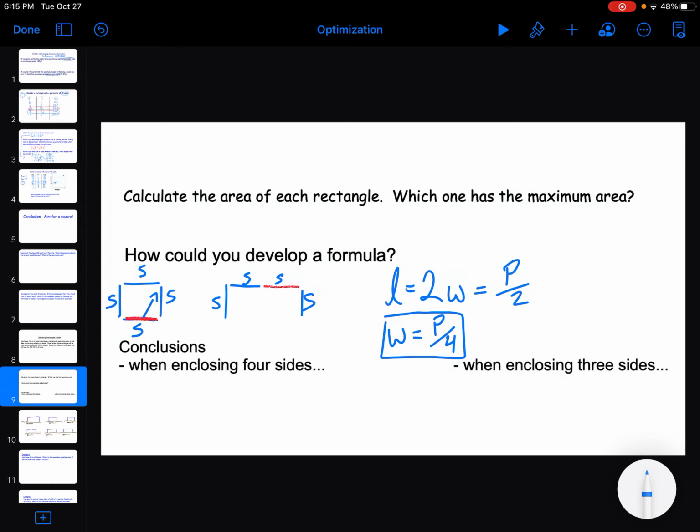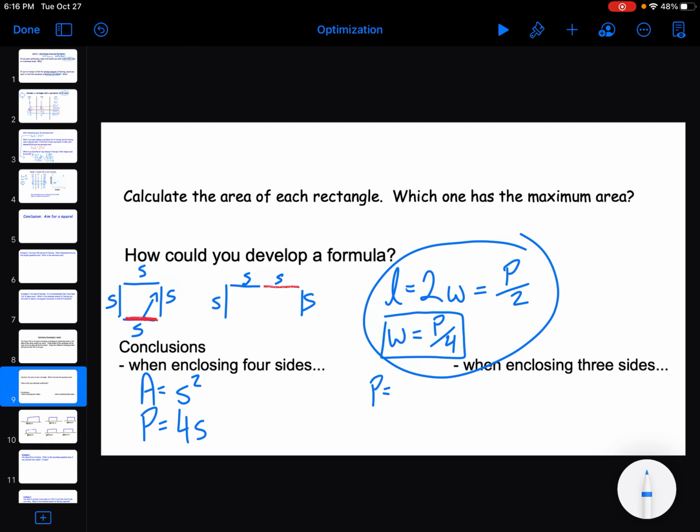Okay, so when enclosing four sides, always try to get a square. So the area is equal to the side squared, and the perimeter is equal to 4s. Okay. When we're looking at a three-sided shape, there's a little bit more to it. We know all of this stuff that we've kind of put up here.